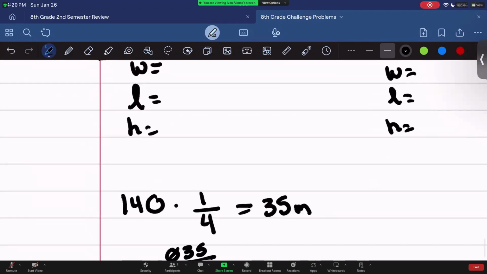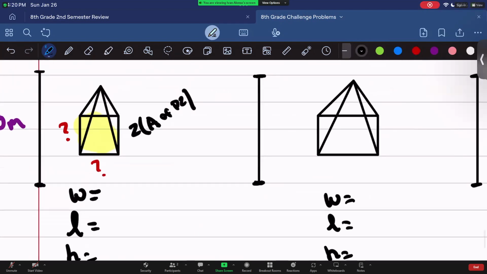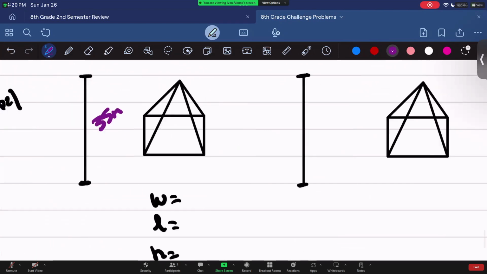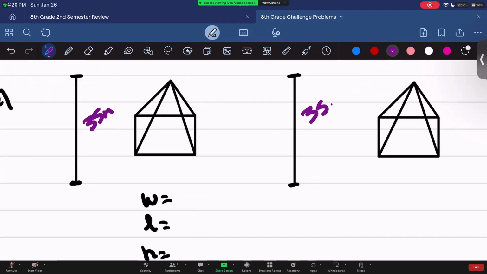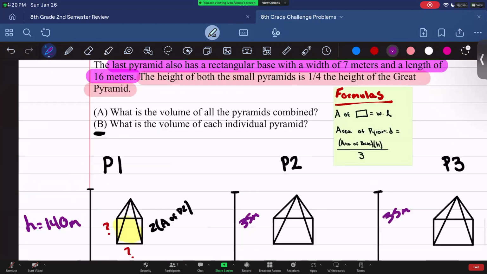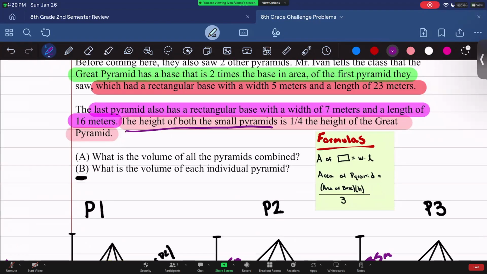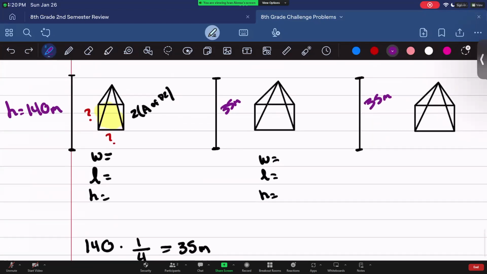Let me just check that on my calculator, otherwise it's going to be really awkward. And yep, that seems right. So I now know that both of these are 35 meters. This little thing is just representing the height. We know that because it told us over here that the height of both the small pyramids is 1/4 the height of the great one. That's exactly what we just found. So that's why reading the problems is pretty essential.